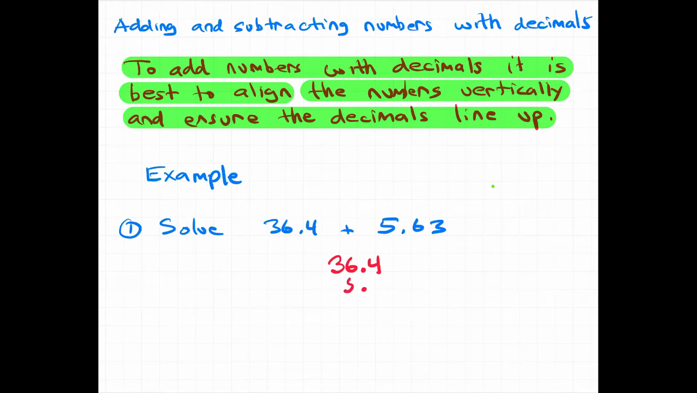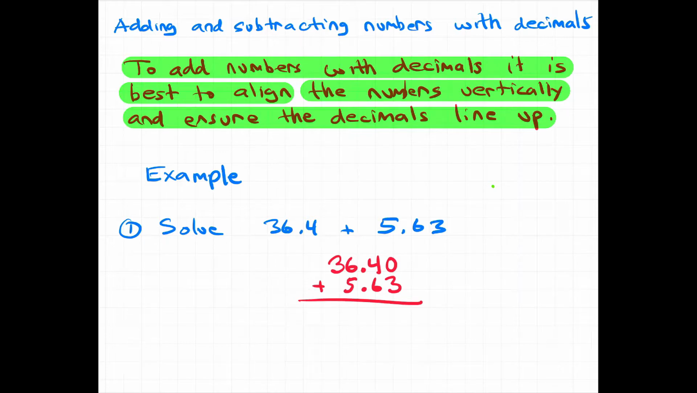So I've got a 5.63. Now you can see that right here, we don't have a number above the 3, and if there's nothing there, I can just put a 0 in here. Now, the operation that we're doing is adding, so we are going to add these numbers.